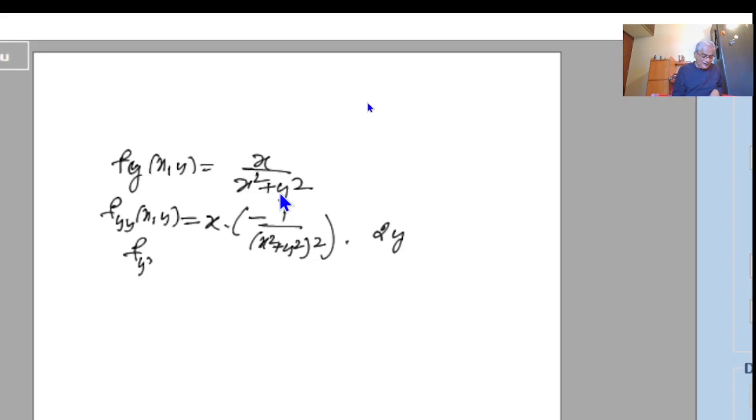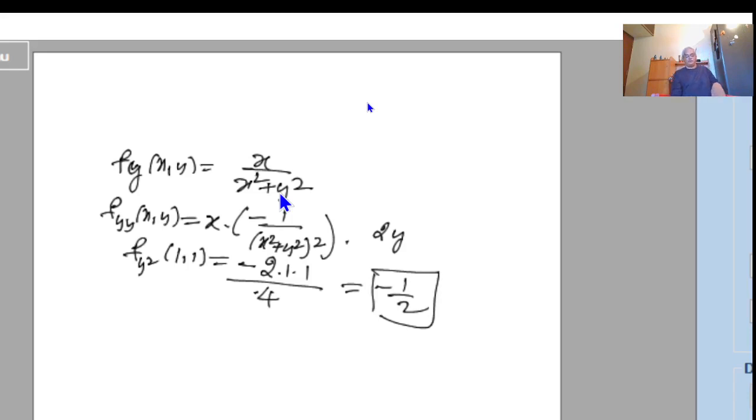Therefore, fy square at the point (1, 1): put x equal to 1, y equal to 1. The numerator is minus 2 into 1 into 1. The denominator is 1 plus 1, that is 2 square, which is 4. This is equal to minus 1 by 2. So this is our fy square.